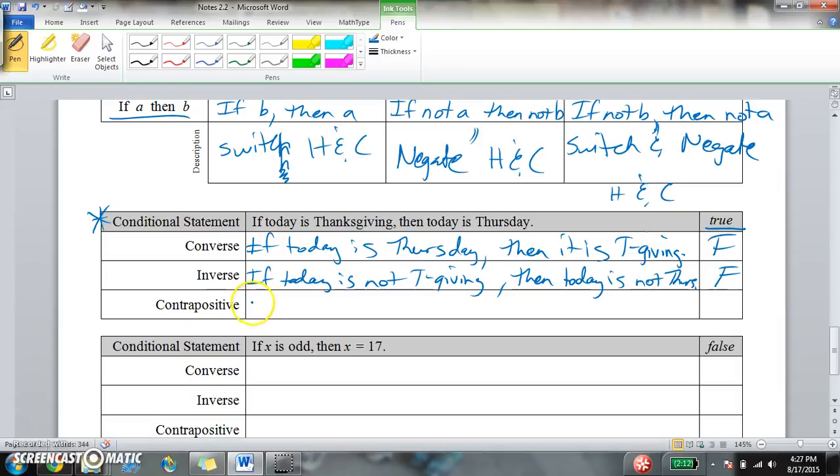The contrapositive, flip it and negate it. So if today is not Thursday, then today is not Thanksgiving. Remember that if the original statement is true, the contrapositive is automatically true. If today is not Thursday, so we're assuming it's not a Thursday, then today is not Thanksgiving. That would be true because if today is not a Thursday, it can't be Thanksgiving since Thanksgiving always falls on a Thursday.